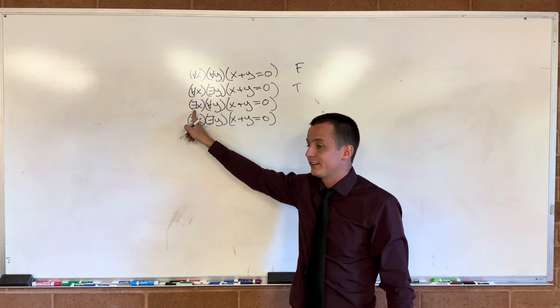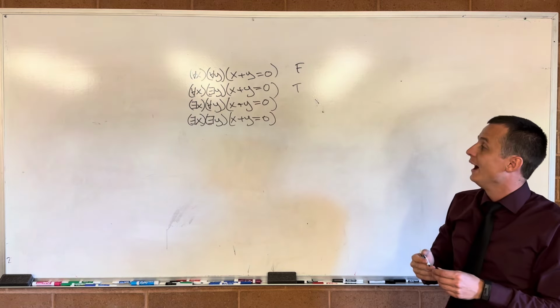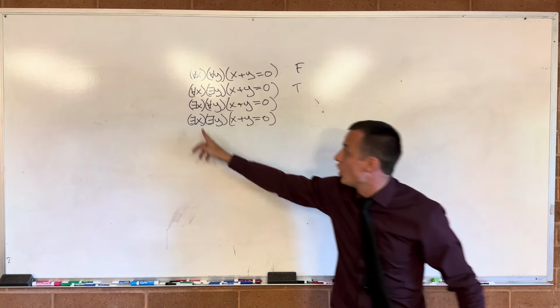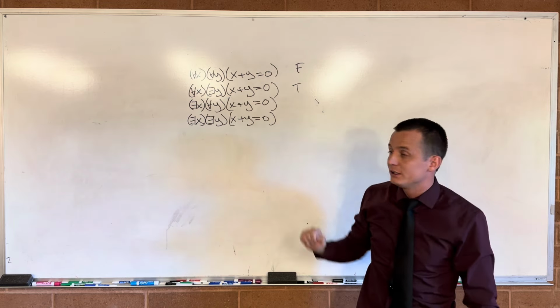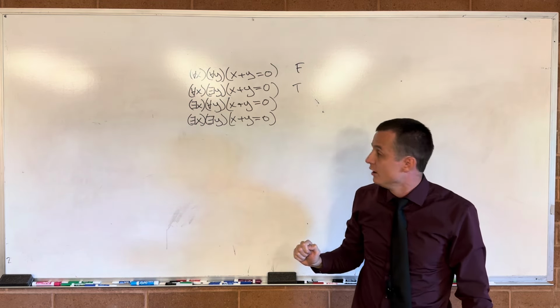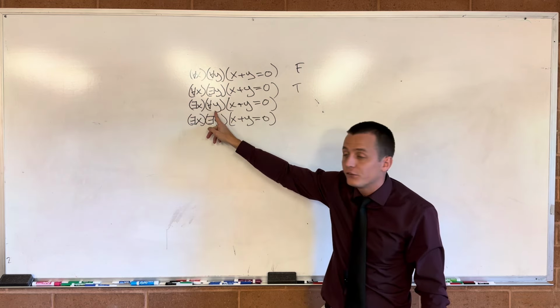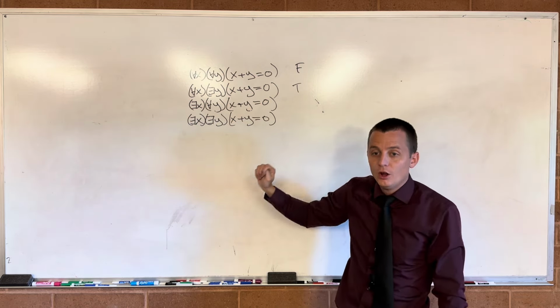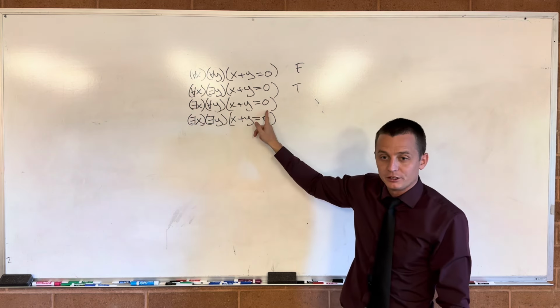This says there exists some x such that for all y, x plus y equals 0. That one is false. There is no magic x out there such that for any y you choose, their sum is 0. What is the magic x such that for every y, x plus y equals 0?